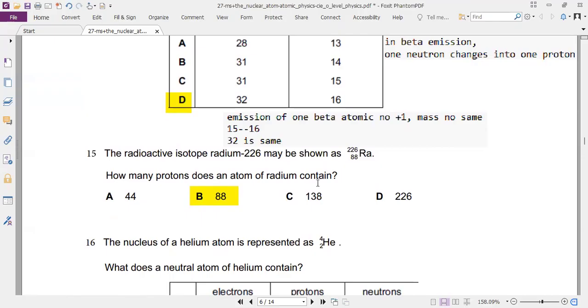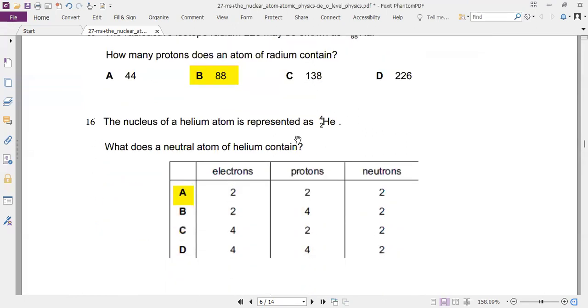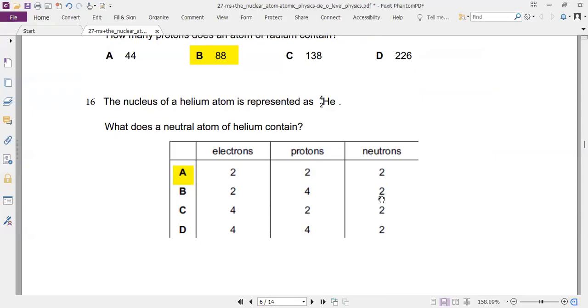Protons is the bottom number, 88. Helium 2,4 means it has 2 electrons and 2 protons, both from the bottom number, and top minus bottom gives you the number of neutrons, 2.